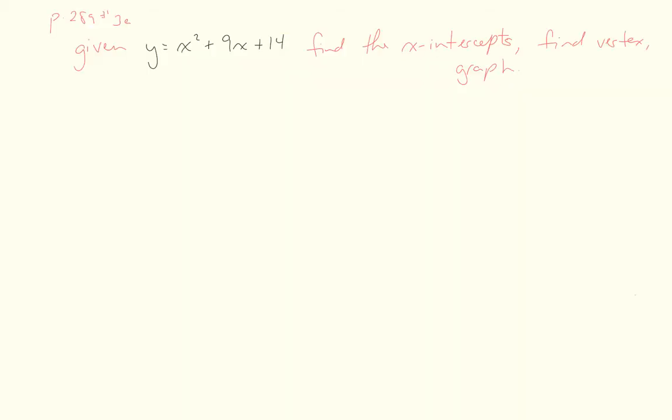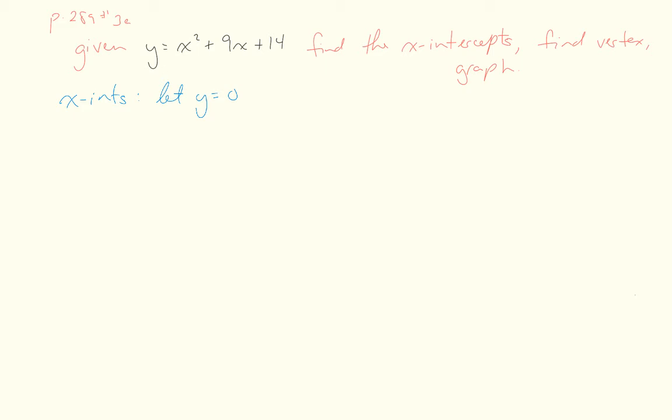So, for your work in class and for homework, you might be given an example like this that I've taken from page 289, where you are given a quadratic function like y equals x squared plus 9x plus 14, and you are asked to find the x-intercepts, to find the vertex, and then to graph the function. If we are ever going to find x-intercepts, I would expect you to communicate that you are going to let y equals 0. That's how you find an x-intercept. If you need to find a y-intercept, then you would let x equals 0.